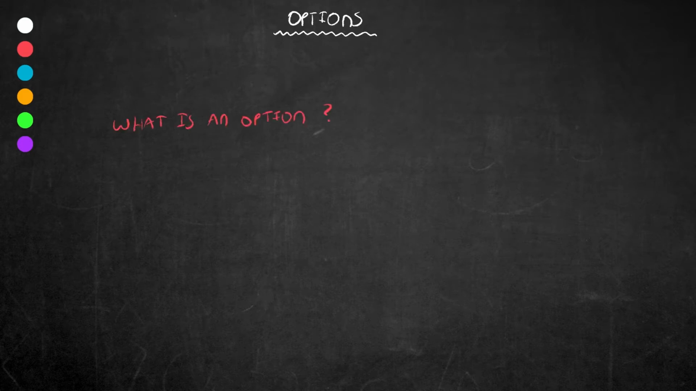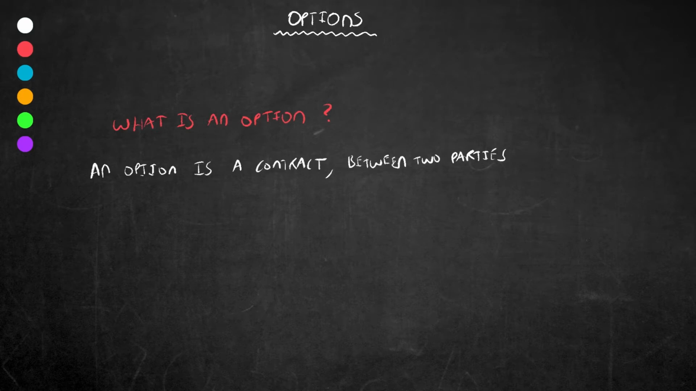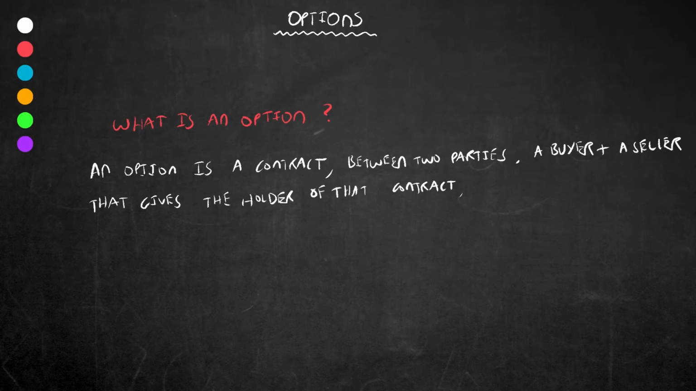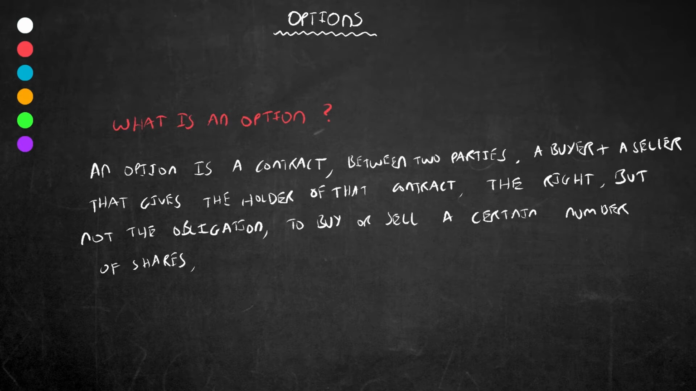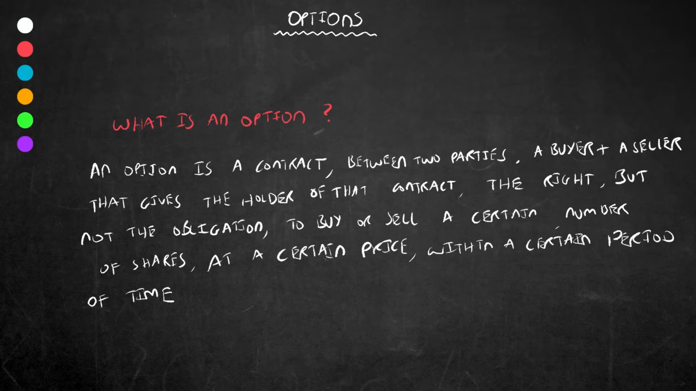What exactly is an option? An option is a contract between two parties, a buyer and a seller, that gives the holder of the option the right, but not the obligation, to buy or sell a certain number of shares at a certain price within a period of time. Now, I know that might seem like a mouthful right now, but we're going to break it down.